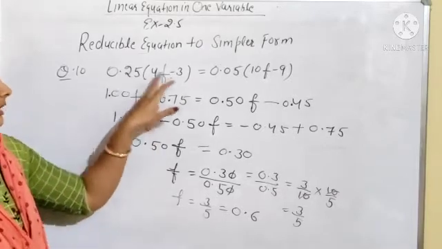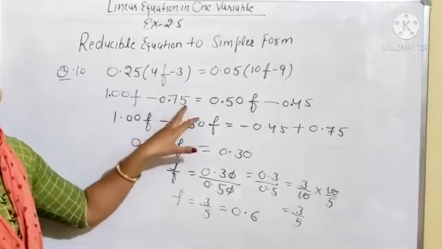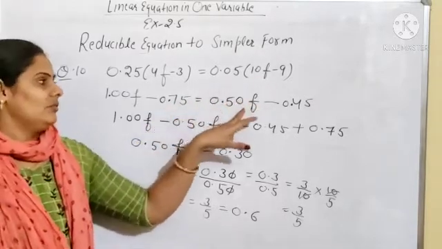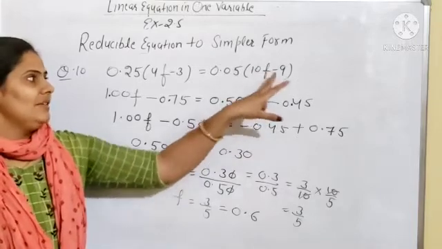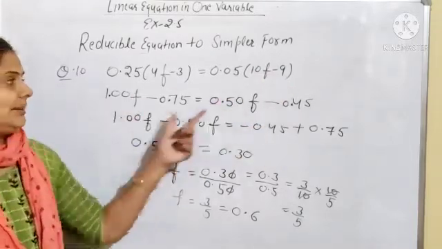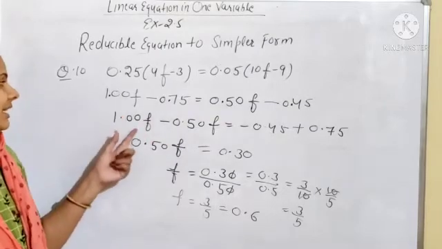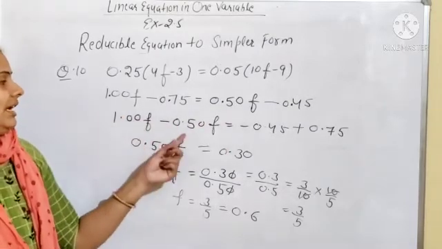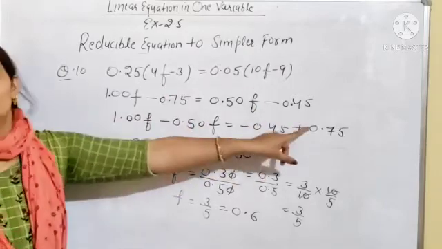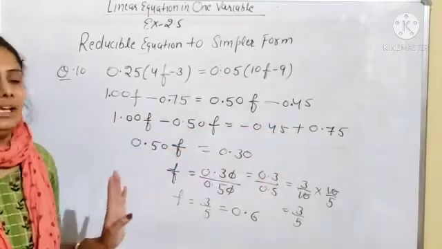F minus 25 into 3, 75. So after 2 numbers, you will put the decimal, so it will be 0.75. 5 into 10, 50, so 0.50 f. 5 into 9, 45, so it will be 0.45. Now the f variable you will take one side, so it is already given this side, you will take this one left hand side, so it will be subtracted, is equal to minus 0.45. 0.75 you will take right hand side, so it will be added.